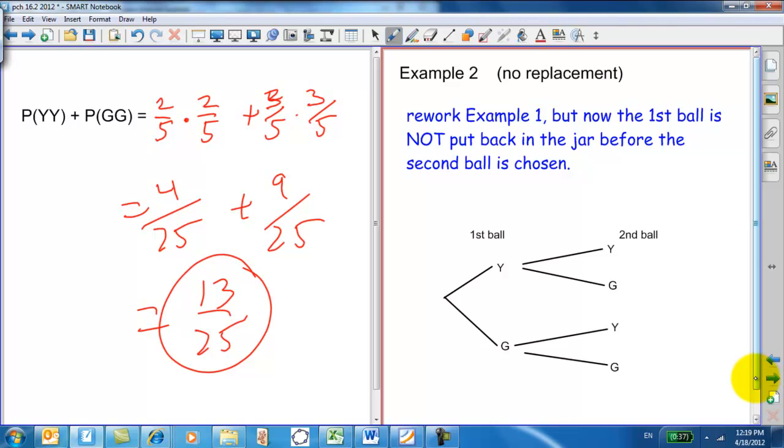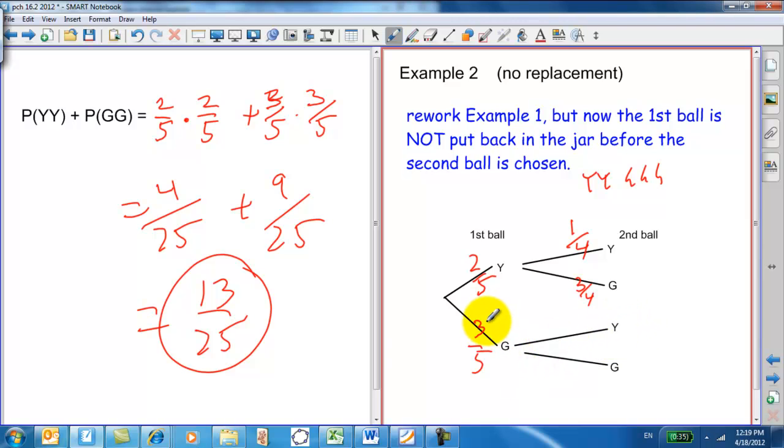Now if we change this and do no replacement, that is, we're going to do the example again, but now the first ball is not put back in the jar before the second ball is chosen, and so things start to change a little bit here. Remember we had 2 yellows and 3 greens, so chance the first ball is yellow is still 2/5. First ball is green is 3/5. Now the second ball is yellow. Given that we pulled this first ball out and it was yellow, now we're only down to 1 yellow ball out of the 4 in there. The chance that the second ball is green then is 3/4.